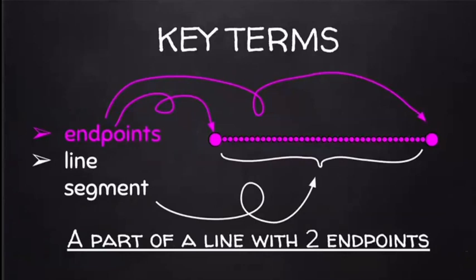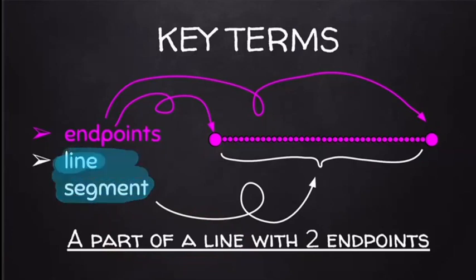endpoints. Okay, so endpoints show that the line does not continue forever. So in the other slide, you can see that we had the line with two arrows, but at this one, it only has two endpoints. So that means we are now not talking about a line that goes on forever, but we are talking about a part of a line which has two endpoints, and this is called the line segment.